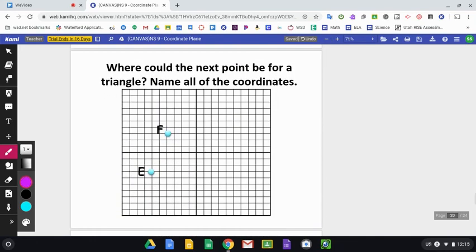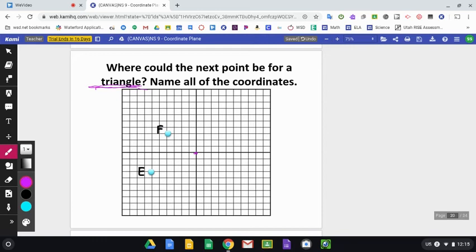Where would the next point be for a triangle? Go ahead and try this one. Put your point in where you think a triangle would be. All right, I'm going to tell you there are lots and lots of different options for this one. It just depends on what type of triangle you wanted, but it didn't say specifically. So I'm going to do this.